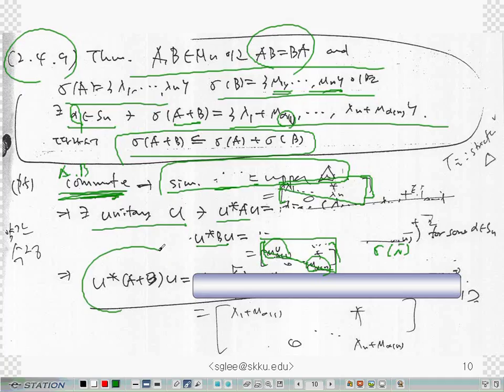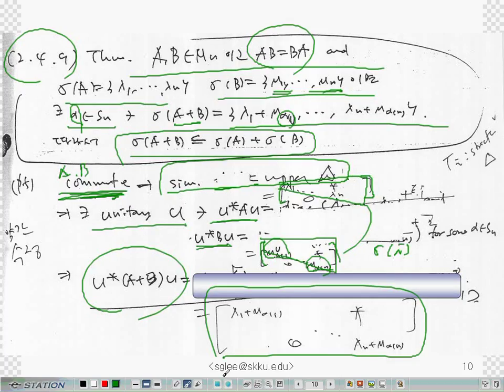The important thing is, think of U star (A plus B) U. Think about it. Then this is a summation of these two matrices, which is this. Isn't it? What are the eigenvalues of this matrix?